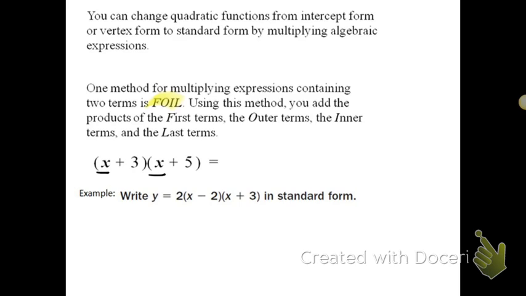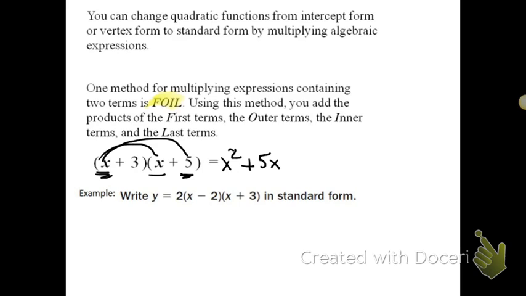So if we were to multiply together the first terms, and I like to draw these arcs to show what I'm multiplying. If I do x times x, I have two x's in the product, so I have to show that's x squared. Now I'm going to go ahead and multiply the outer terms. The outer terms are the x and this 5. If I multiply the outer terms, I'm going to do x times positive 5. That would be a positive 5x.